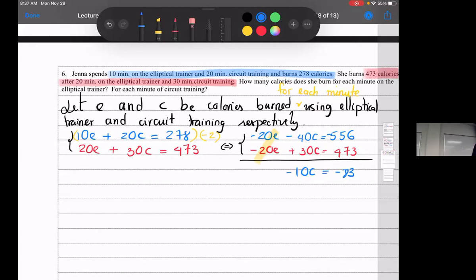Divide both sides by negative 10. C is 8.3 calories. So for each minute on the circuit training, she burned 8.3 calories. And don't stop right there. We need to figure out what E is.